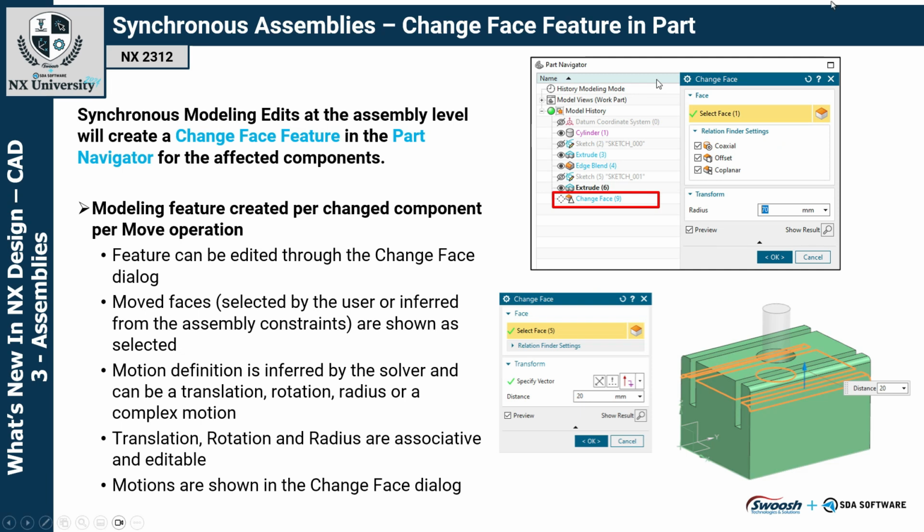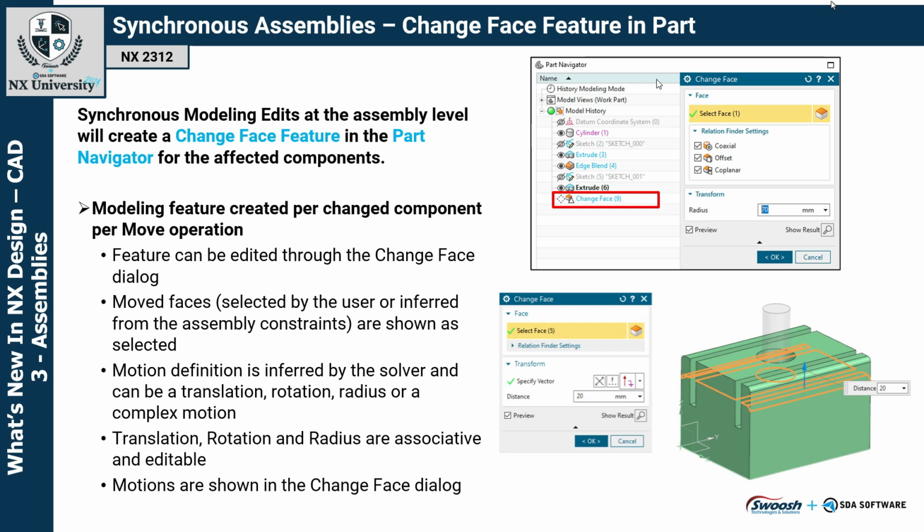Continuing with our synchronous assemblies discussion here, change faces in the feature part. So what happens when you use the synchronous command inside your assembly level? When you use these synchronous modeling edits at the assembly level, this is going to create a change face feature in the part navigator for the affected components. The modeling feature is created per changed component per move operation.